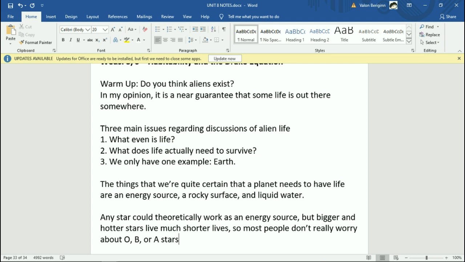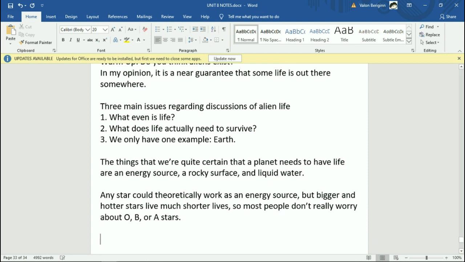In terms of that. Now, a rocky surface. So in order to have a rocky surface, you need to be a rocky planet. And so then the question is, well, how do you know if a planet's rocky or gaseous?